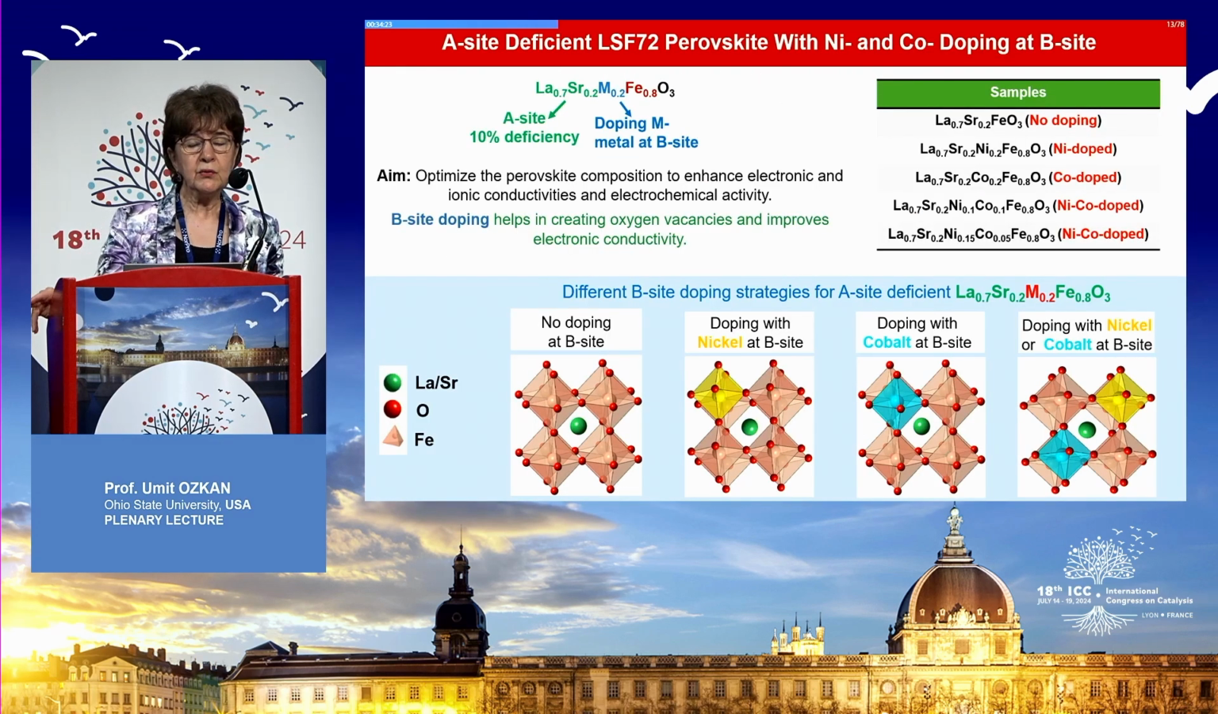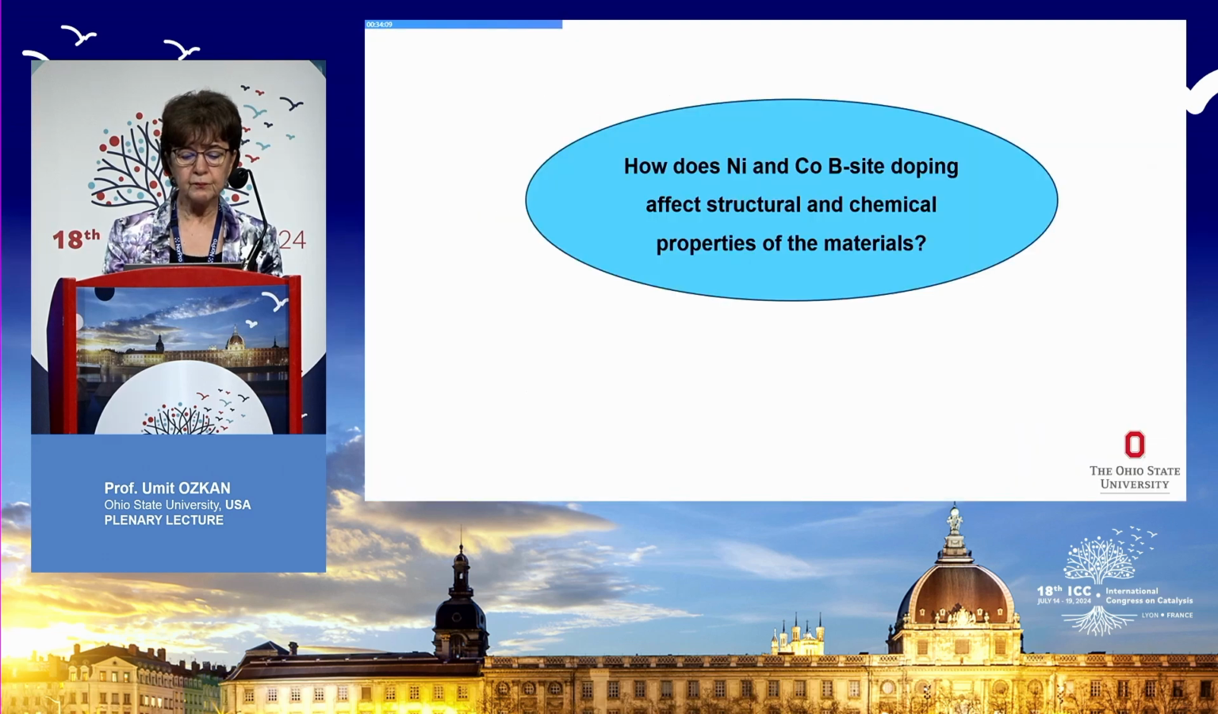Now we're moving on to B-site doping. We're keeping the A-site stoichiometry at the deficient levels, and we're doping the B-site with nickel or cobalt, in some cases with one or the other, or sometimes with both. So how does doping the B-site affect the structural and chemical properties?